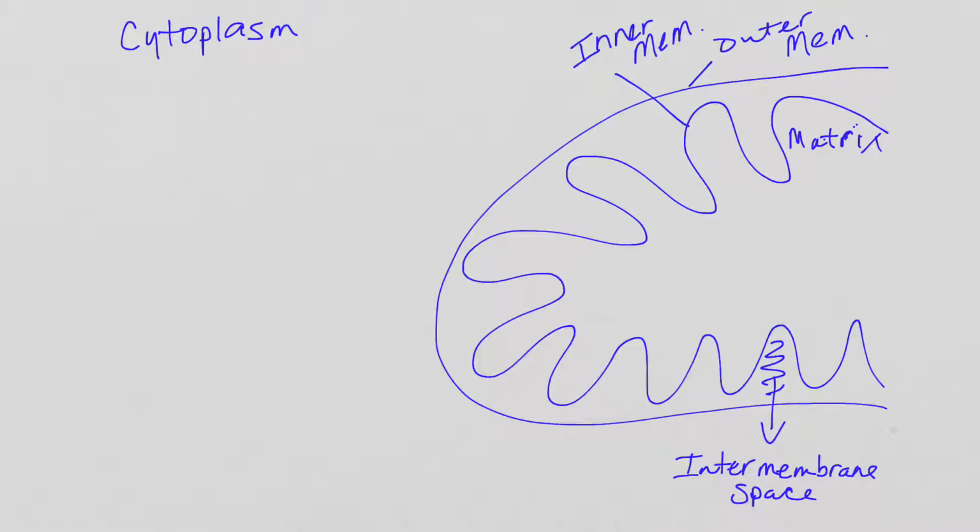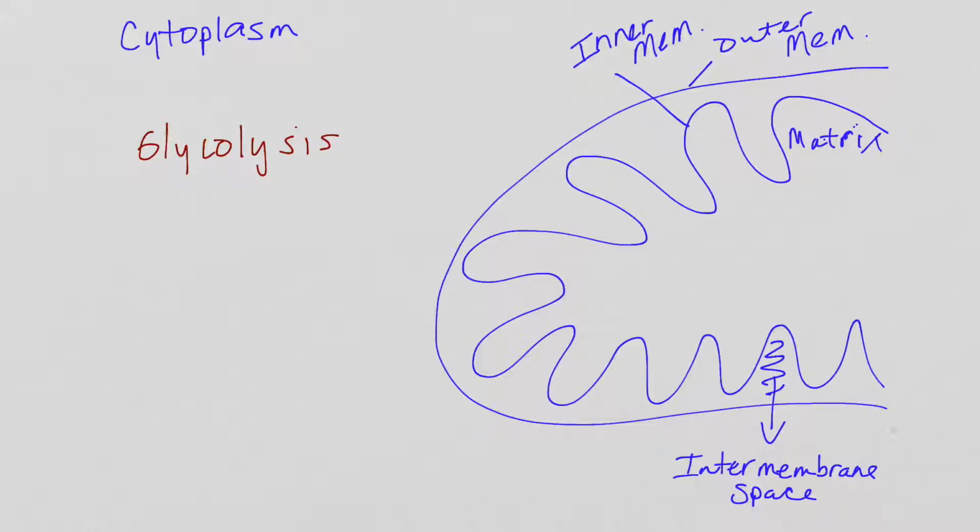When we're talking about where the different parts of cellular respiration take place, we have two major locations inside the cell that we need to refer to. We have the cytoplasm, and then we also have the mitochondria and the various compartments inside the mitochondria. Glycolysis is where this whole process is going to start, and this is going to take place in the cytoplasm.